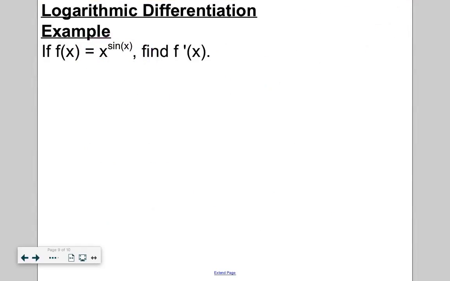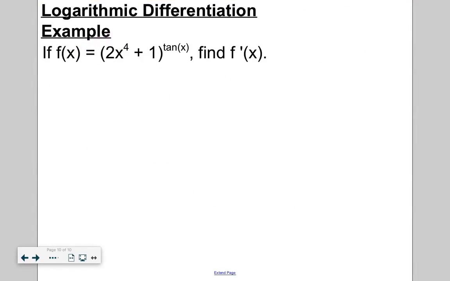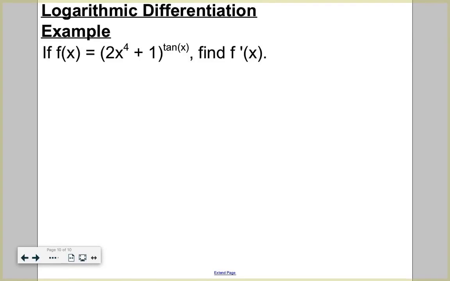Alright, one more problem to go, and then you have learned logarithmic differentiation. And now we get on to the complicated problem. So if f of x is equal to the quantity 2x to the fourth plus 1, all raised to the tangent power, find the derivative. Nothing changes except this looks a little scarier, but again, same process.